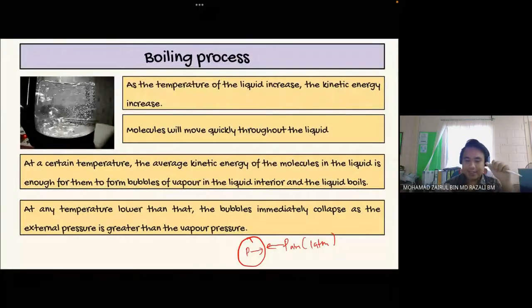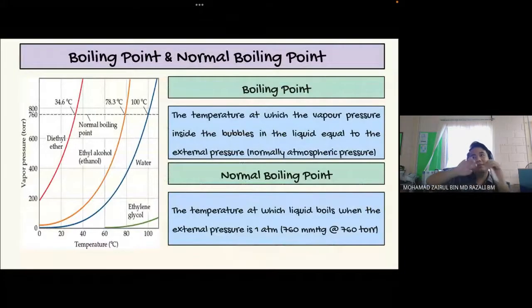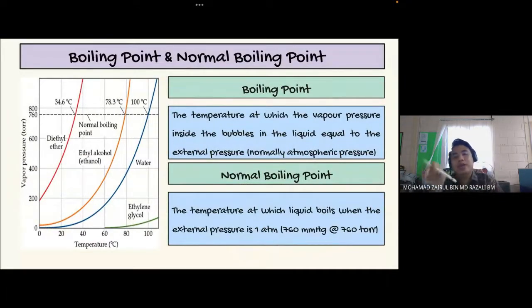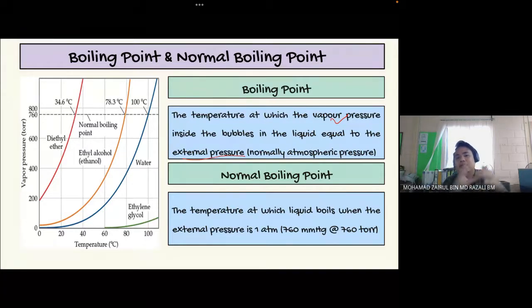Okey. So macam saya kata tadi, boiling itu hanya akan berlaku at a certain temperature and atmospheric pressure. So we have two different types. We have the boiling point and we also have the normal boiling point. The boiling point is the temperature at which the vapor pressure inside the bubble in the liquid equals the external pressure. So kalau liquid awak tu dah start form bubble, dan bubble tu tak break, itu adalah boiling point. Dan normal boiling point is the temperature at which the liquid boils when the external pressure is 1 atm. Itu kita panggil sebagai normal boiling point.